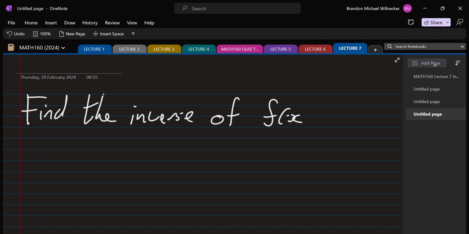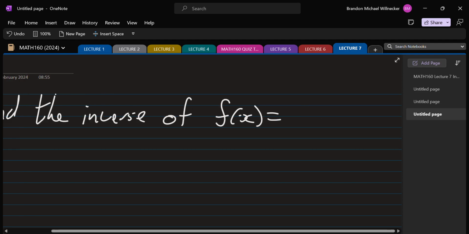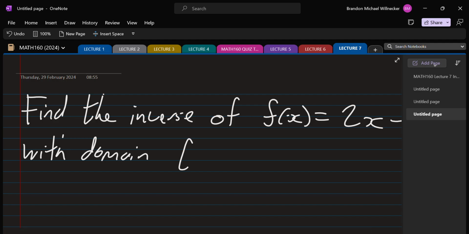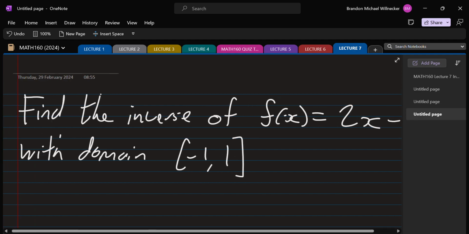of f of x equals 2x minus 1 with domain minus 1 to 1. Okay, so that's my function. I've left some stuff out. I've left the target out and the range out, but we can work that out. That's fine. So we've got the rule and we've got the domain. Everything else, we need to figure out.